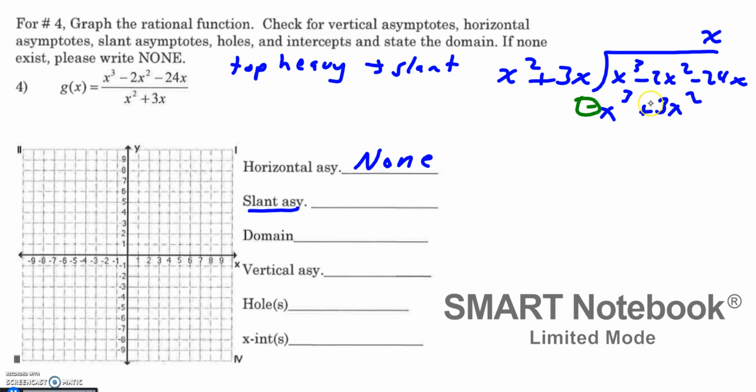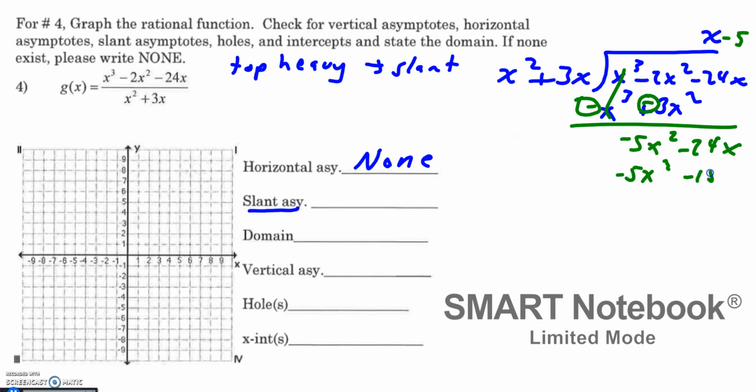However, we need to change the signs on both. And if we do that, this crosses out. Combine down, we get negative 5x squared minus 24x. Is negative 5x squared divisible by x squared? Yes, it is. Negative 5x squared divided by x squared is minus 5. Multiply that back through. We get negative 5x squared. Negative 5 times positive 3x is negative 15x. Change the signs on both of those. These cross out. Combine here, which would be negative 9x.